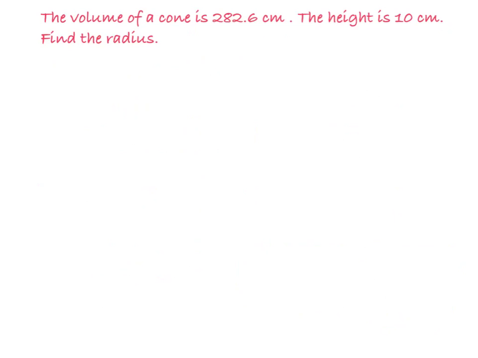Okay, let's try one like this. It says the volume of a cone is 282.6. The height is 10. Can we find the radius? All right, on one like this, you want to start by writing the volume formula. Volume equals 1/3 times the area of the base times the height.